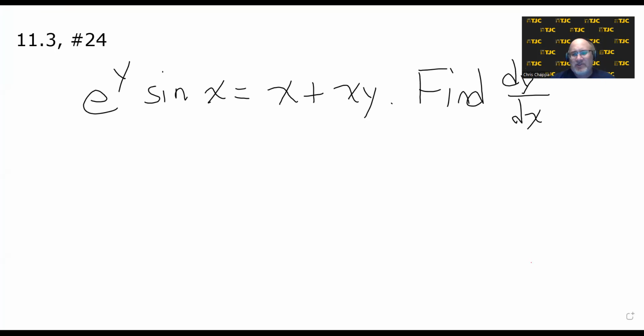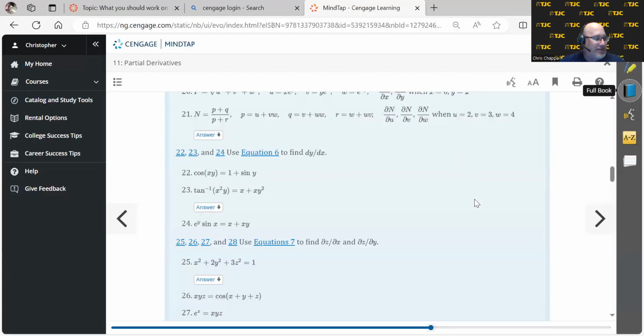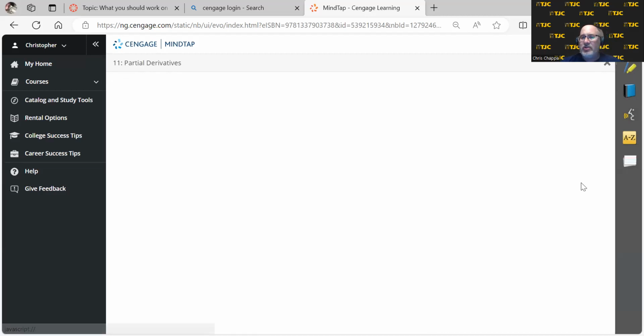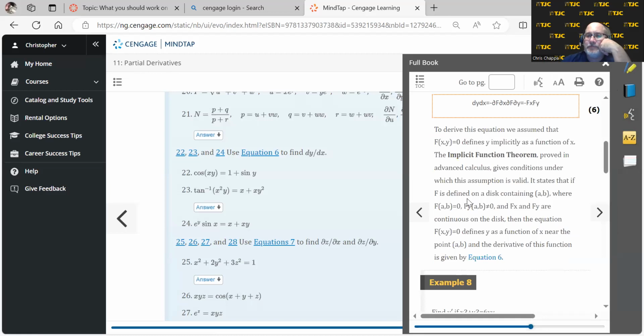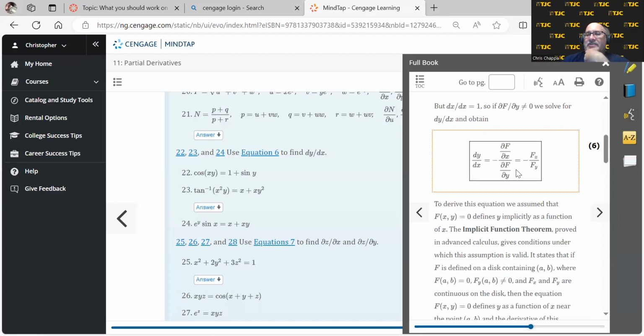But this one specifically said to use a formula that we didn't quite get to in class. And when I assigned the homework, I forgot to say, oops, we didn't get to this yet. Number 24 says find dy/dx using equation 6. But as you can see here, equation 6 says that dy/dx is equal to the negative of the partial derivative of F with respect to x over the partial derivative of F with respect to y.